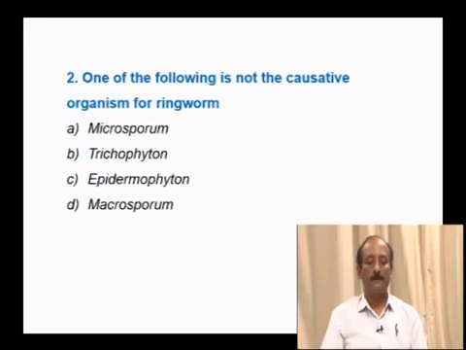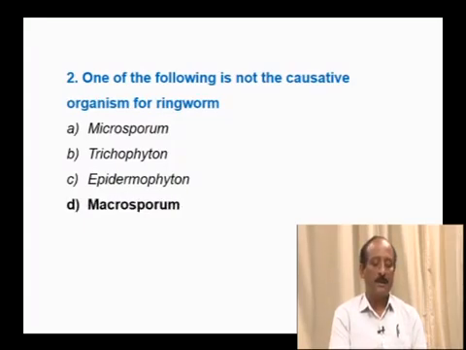Question number 2. One of the following is not the causative organism for ringworm. As you know, the ringworm disease is caused by fungi, and the options for this question are microsporum, trichophyton, epidermophyton and macrosporum. Here microsporum, trichophyton, epidermophyton, all these are fungi which are responsible for causing the disease ringworm, but macrosporum is a kind of tuber truffle. It is not a fungus. So the correct answer for this question is macrosporum, that means not a causative organism.